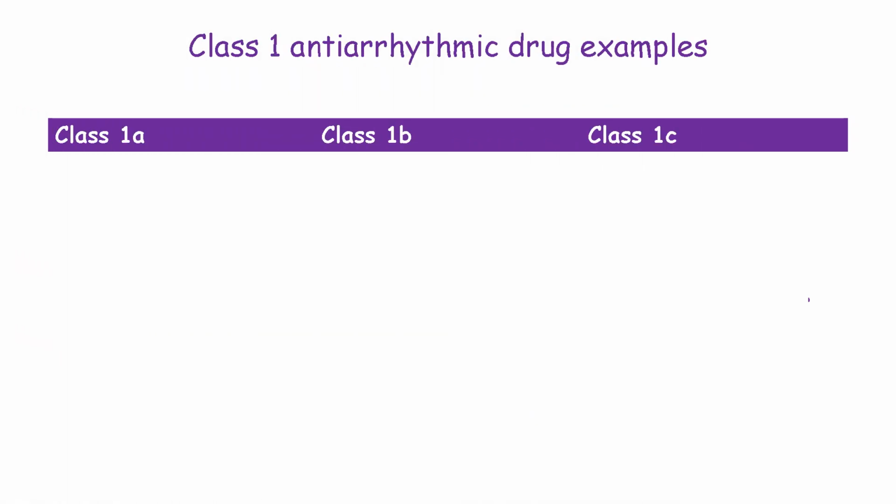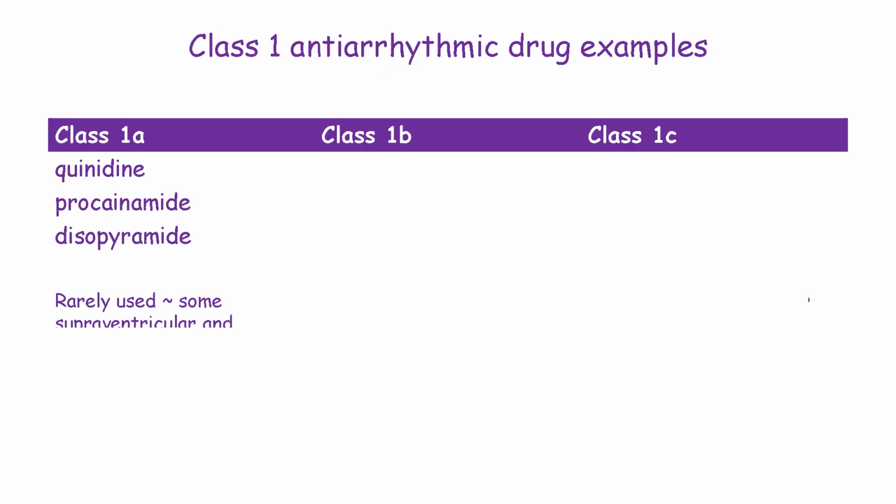Let's end with the main class 1 antiarrhythmic drugs and how they are currently used in clinical practice. Class 1A drugs are quinidine, procainamide and disopyramide. These are now rarely used but may be considered for certain supraventricular and ventricular arrhythmias, especially when other options are unsuitable. A mnemonic to help remember them is "Queen proclaims a dynasty."